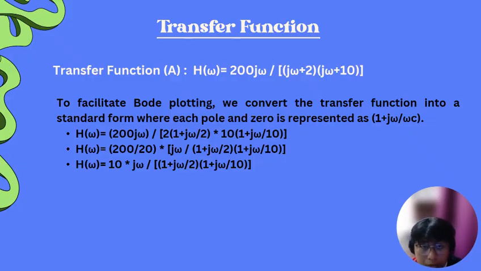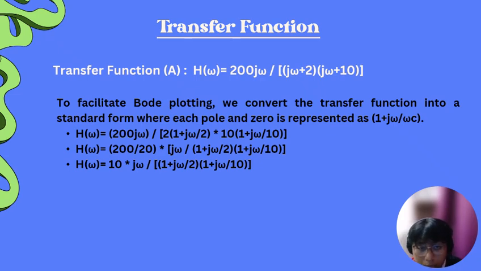Okay, for transfer function A, we have H(ω) equal to 200 jω over (jω plus 2) times (jω plus 10). To facilitate Bode plotting, we convert the transfer function into a standard form where each pole and zero is represented as 1 plus jω over ωc. First, H(ω) equal to 200 jω over 2 times (1 plus jω over 2) times 10 times (1 plus jω over 10).